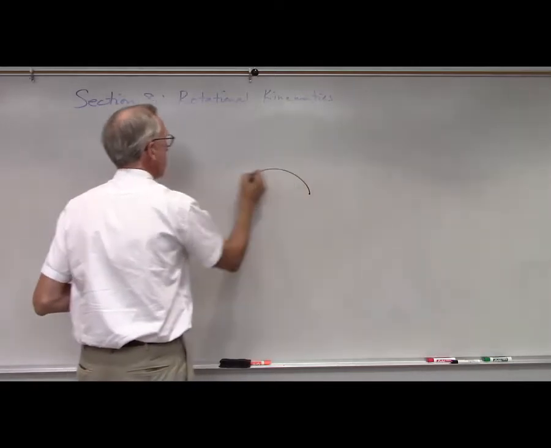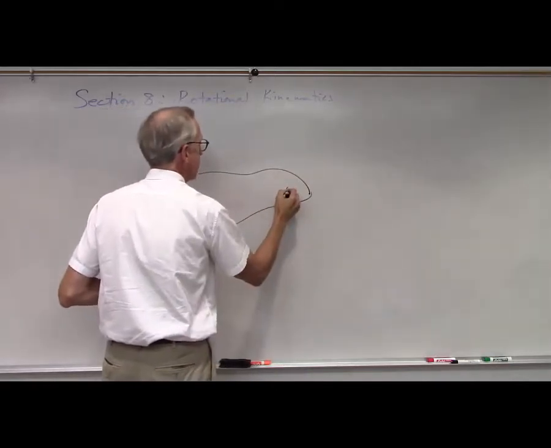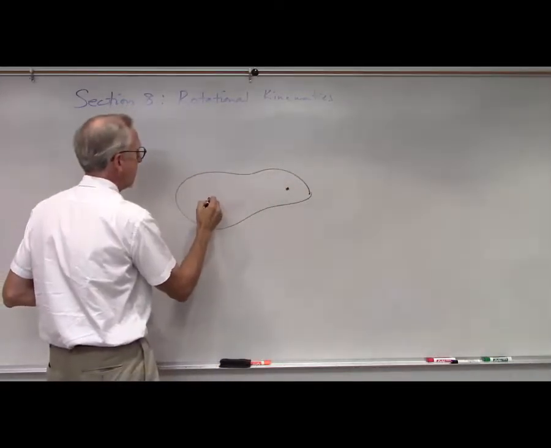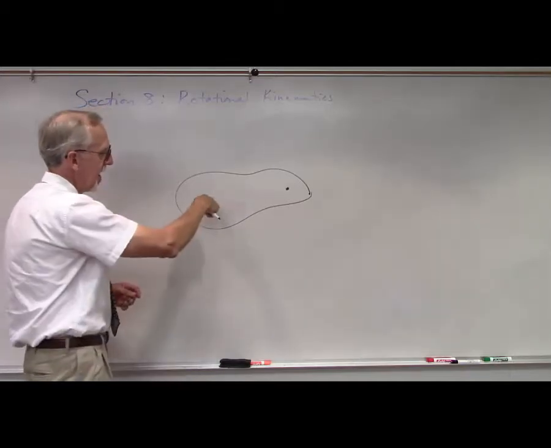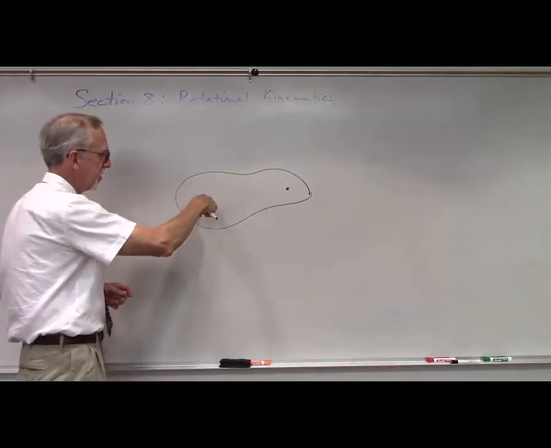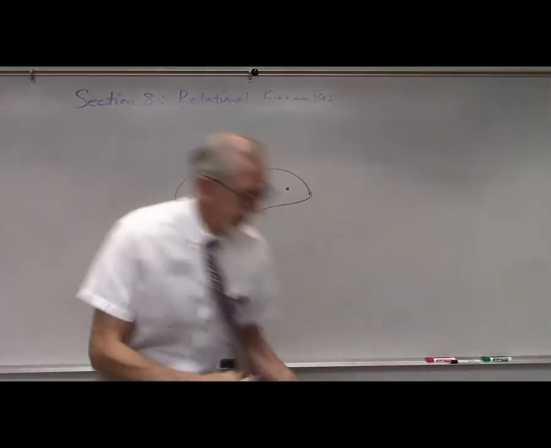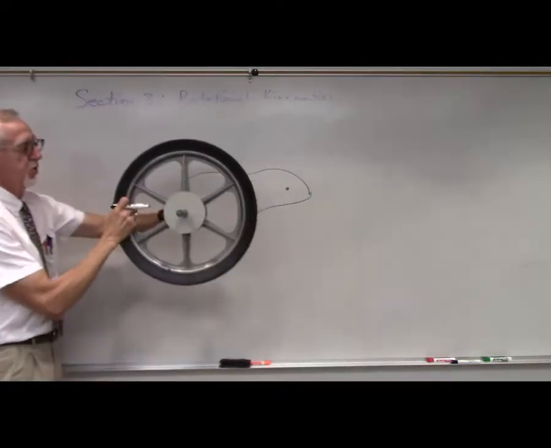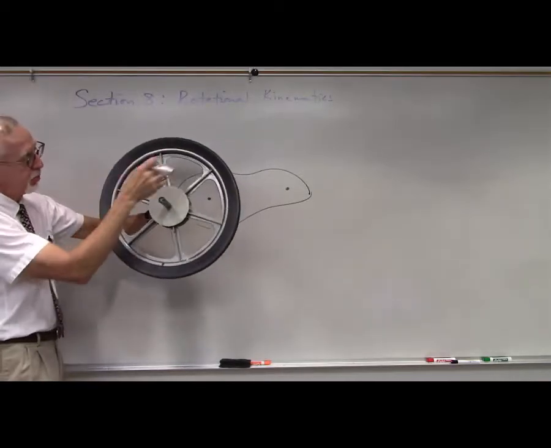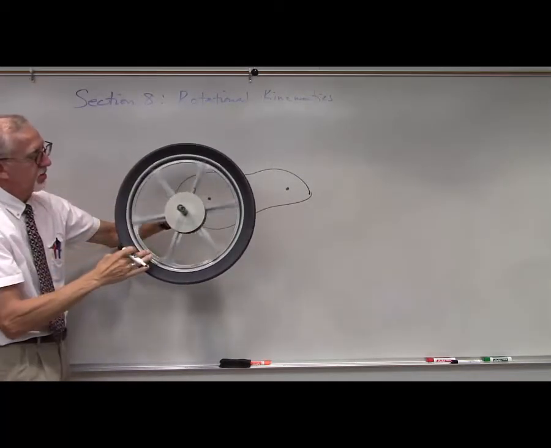So here's our object, whatever it is. There's a point on it. Here is where the axis of rotation is. So our axis of rotation is perpendicular here, and this is rotating around that way. So now we've got something that kind of looks like this. Here's our axis of rotation coming out of the board. The point here is rotating around on the object.